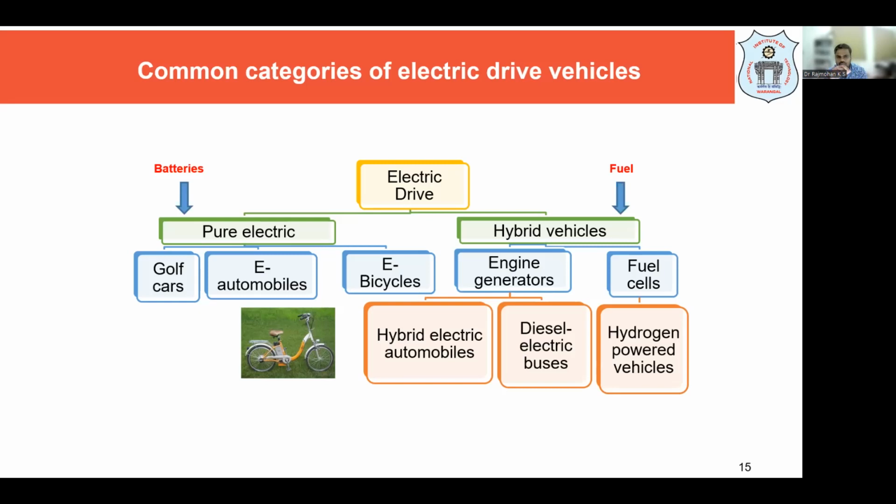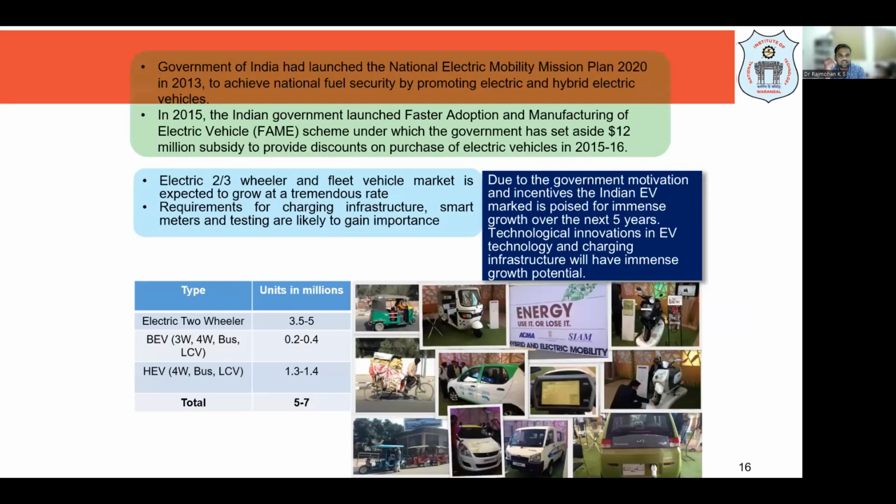If you talk about pure electric vehicles, batteries are widely used in that area. If it is hybrid vehicles, we mainly use fuel cells, because you will be using fuels also in it. Between that we have different ranges: 100% battery vehicle, 100% fuel IC engine vehicle, or a hybrid of them is also possible, right? In the case of fuels, it can even be a fuel cell driven vehicle.